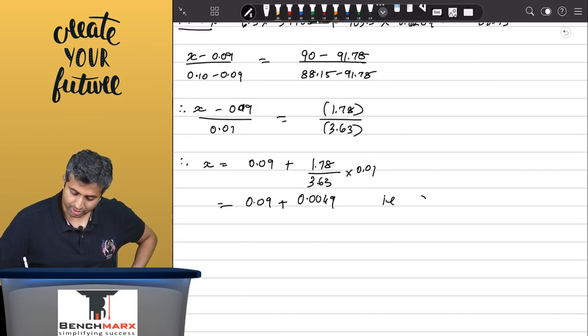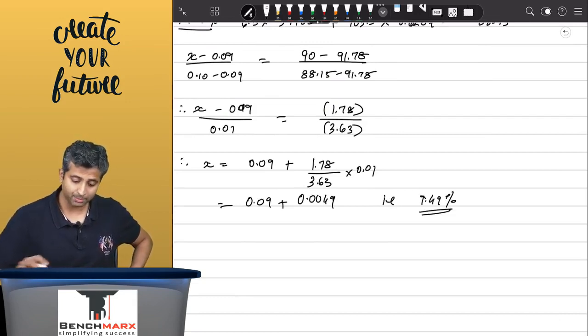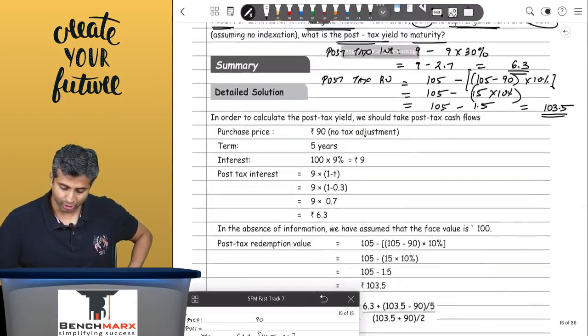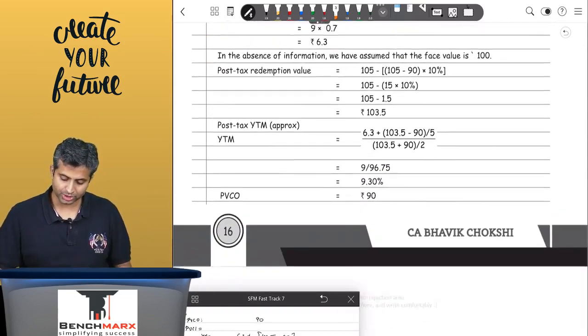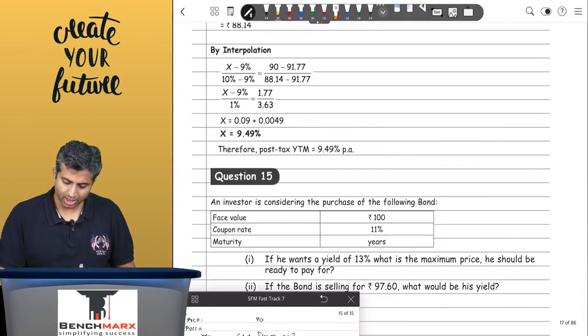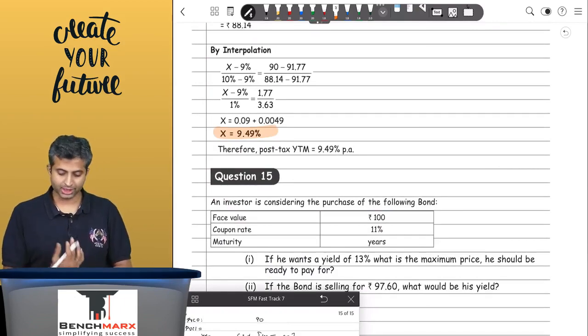That is 0.0049, approximately 9.49%, will be the post-tax yield to maturity. All you have to do, in order to find the post-tax yield to maturity, is take the post-tax cash flows, and then ultimately if you do this working, it comes to around 9.49%.